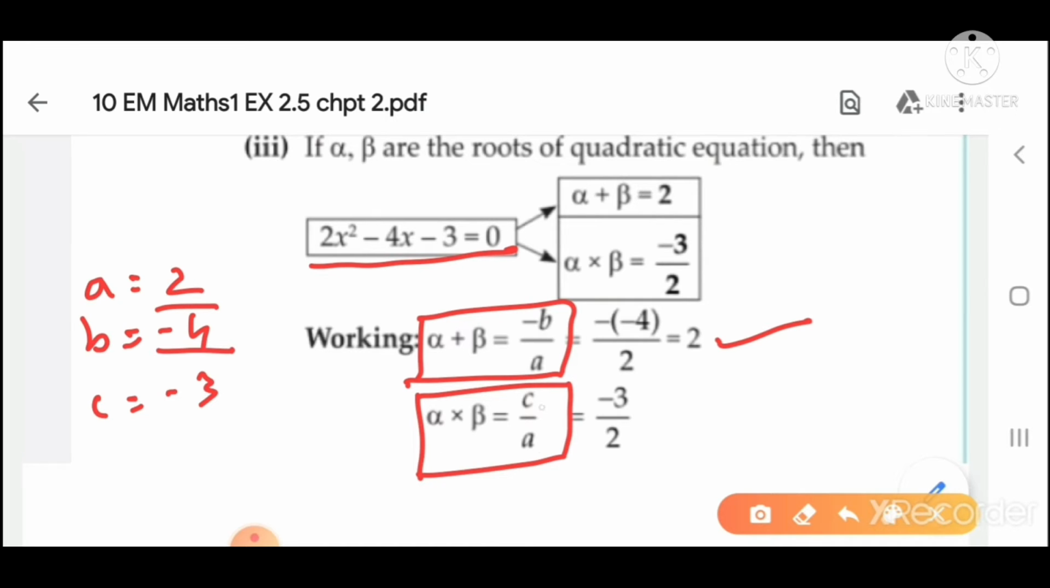Second, alpha into beta is equal to c upon a. C is what? -3 and a is what? 2, so -3 upon 2. So you put this value here, 2 and -3 upon 2. So I hope it is clear how to fill up the box.